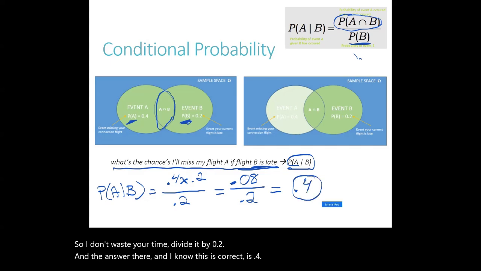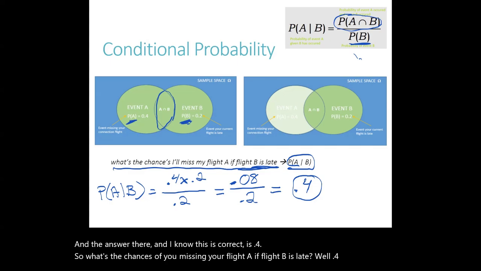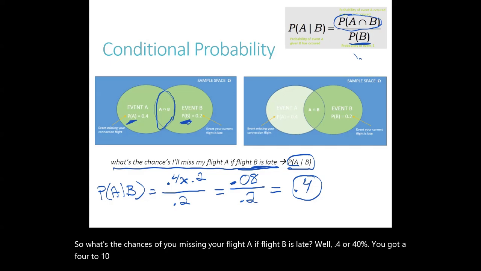So what's the chance of you missing your flight A if flight B is late? Well, 0.4 or 40%. You've got a 4 out of 10 chance, or a 40% chance, that you're going to miss your flight if the first flight is late.